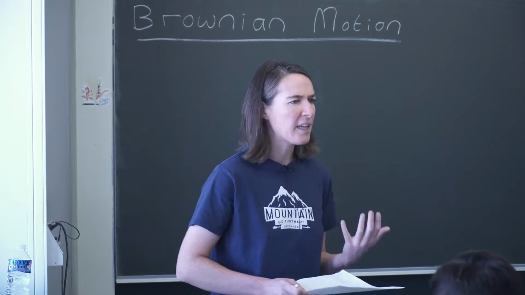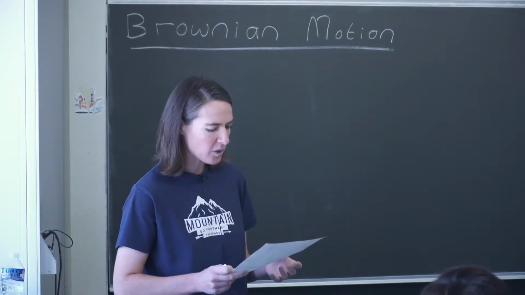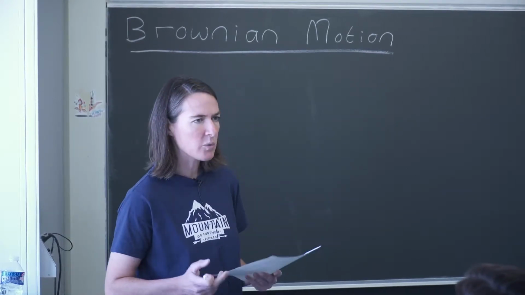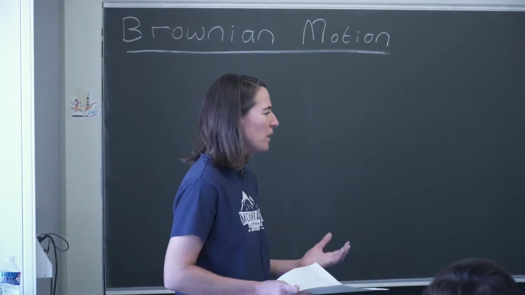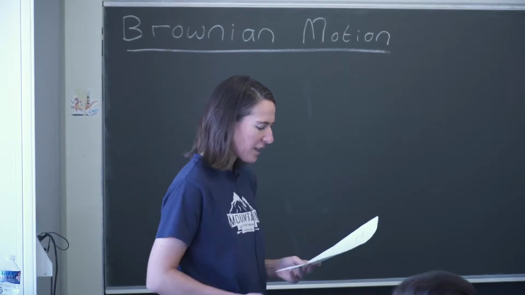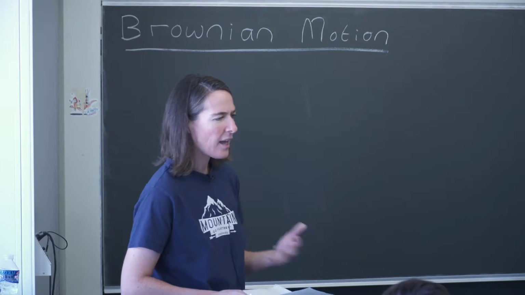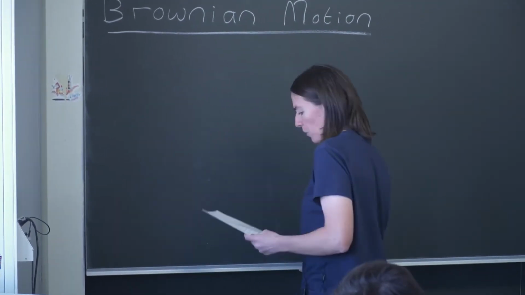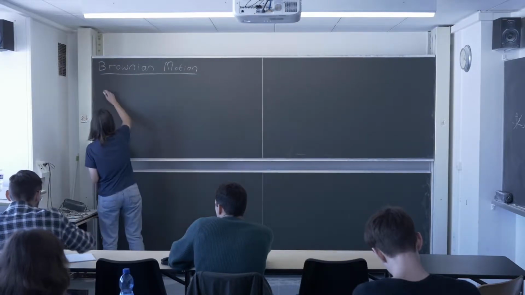And some of the key names in the mathematical theory, there was Einstein in 1905 who talked about Brownian motion, and then probably the biggest contributor was Wiener in 1923. And so the mathematical version of Brownian motion is often called a Wiener process after him. So what we're going to do today, we're going to define Brownian motion and explore some of its properties. So I'll start off with reviewing some of the notation for stochastic processes.